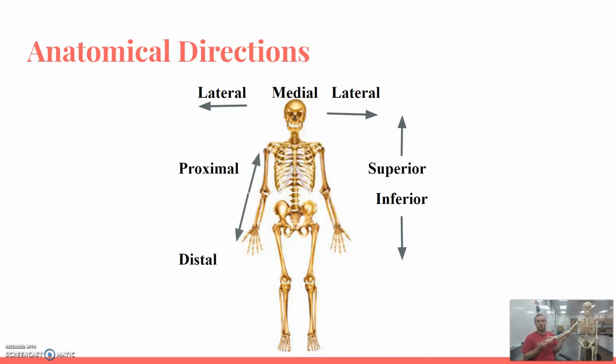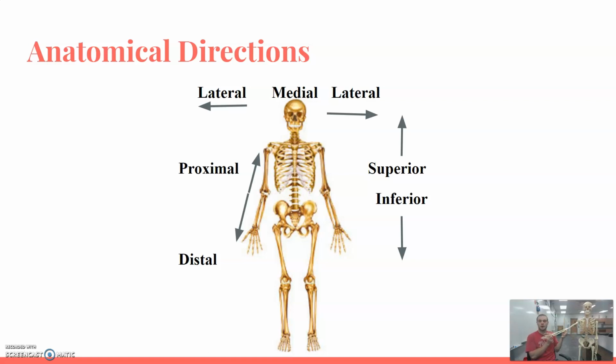Proximal and distal are only going to deal with the limbs. So you think proximal sounds like approximate. You think approximate, that means close. So proximal is going to be something that is close to the point of attachment on this body. So the point of attachment for the arm bone is at the shoulder joint, the glenohumeral joint. The point of attachment for the legs is here in the acetabulum at the hip. So anything that is proximal is going to be close to that point of attachment.